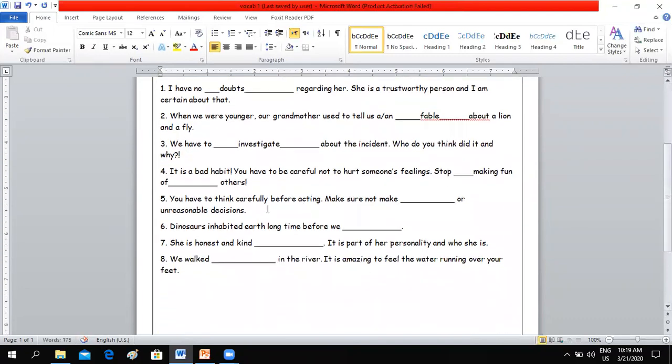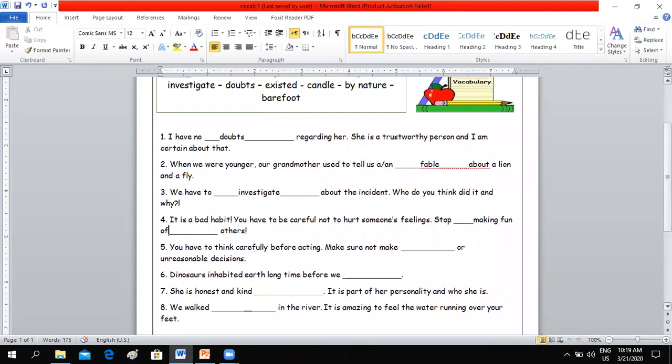Number 5, you have to think carefully before acting. Make sure not to make irrational or unreasonable decisions. Unreasonable means irrational. This is the key word, unreasonable. It means irrational.